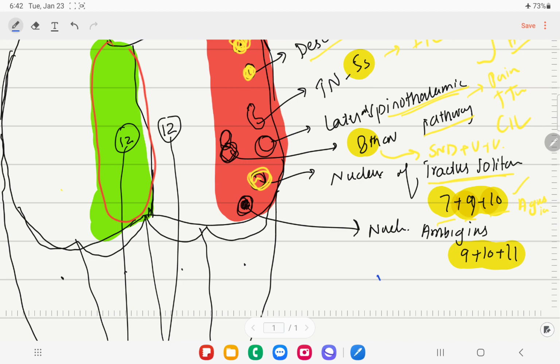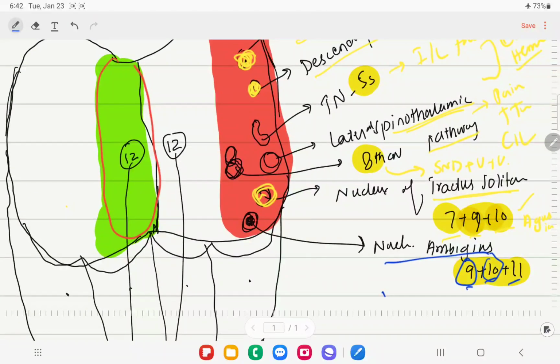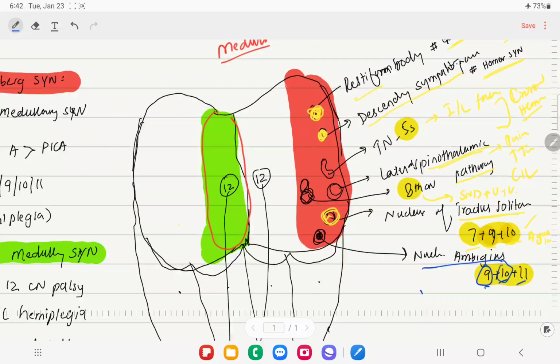Okay, so when the nucleus ambiguus is involved, what's going to happen? The 9th, 10th and 11th nerves are connected to the nucleus ambiguus. Because of involvement of the 9th cranial nerve, the patient will have a nasal twang in the voice. And because of involvement of the vagus nerve, the patient is going to have palpitations, gastroparesis-like symptoms and bloating. All right, so that's all about the lateral pontine syndrome.